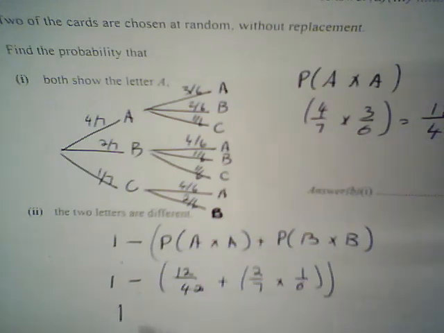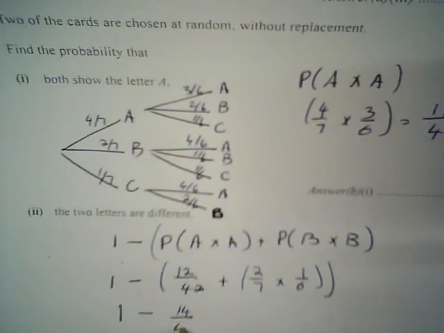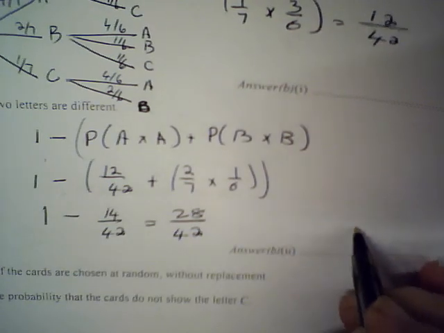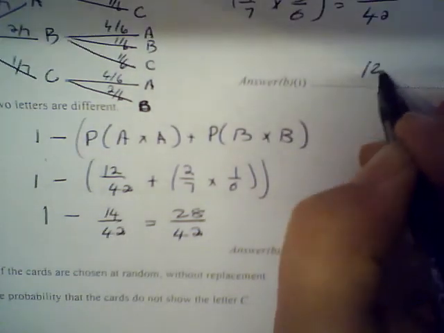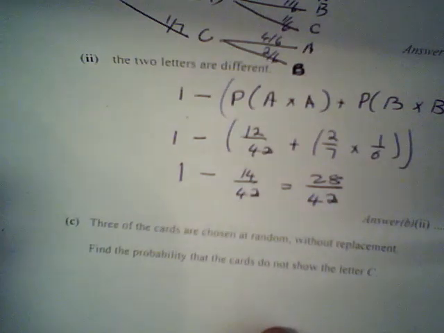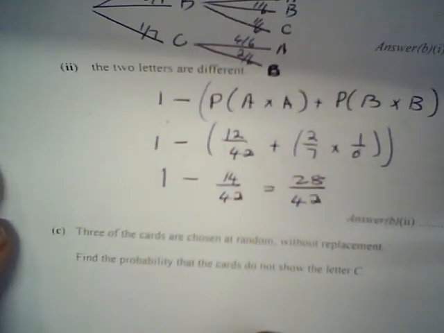And we can do the calculation. 1 minus 14 out of 42. That would give us 28 out of 42 as a probability. Let's jot it down there. So 28 over 42. We said that one was 12 over 42. Good. Now the next one is 3 of the cards are chosen at random without replacement.